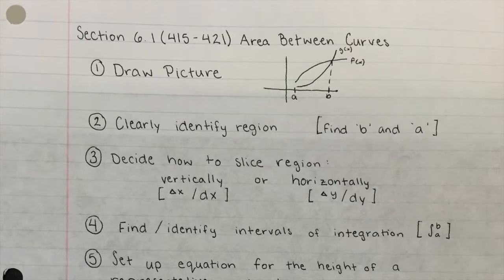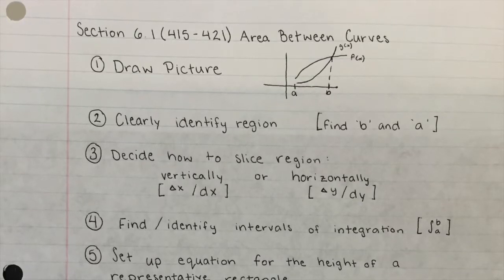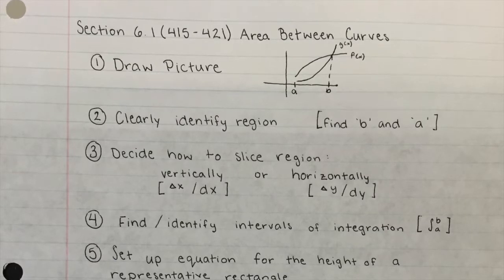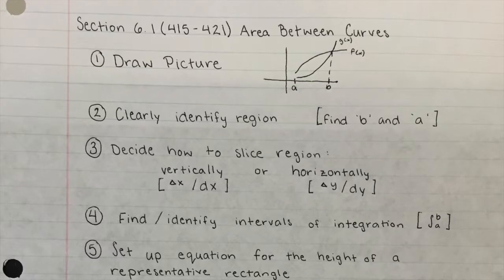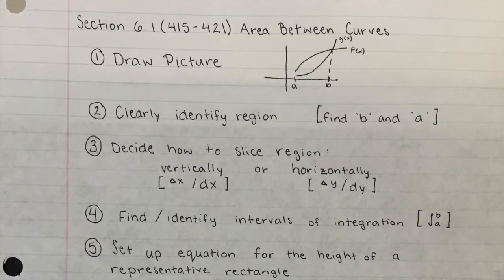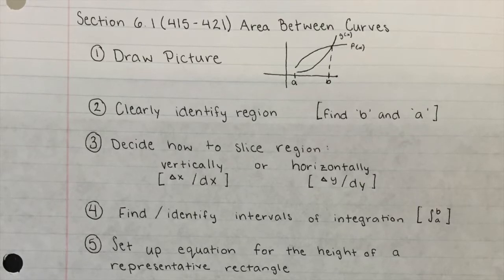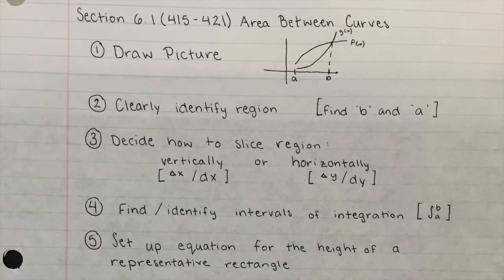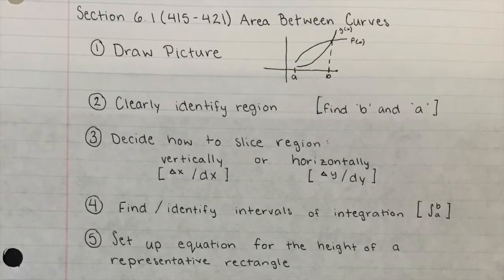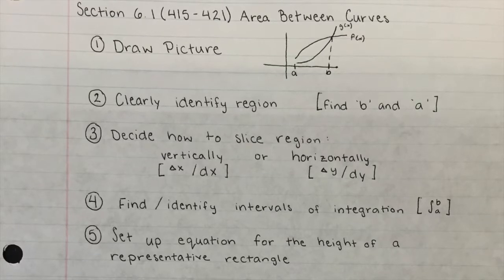Step 3 is to decide how to slice your region. So you can either do that vertically or horizontally. Since you're not doing the volume yet, there's no specific way to do that. For step 4, you find and identify the intervals of integration. So if you're doing it vertically, you would find the b and the a on the x-axis, and that would be your intervals of integration.